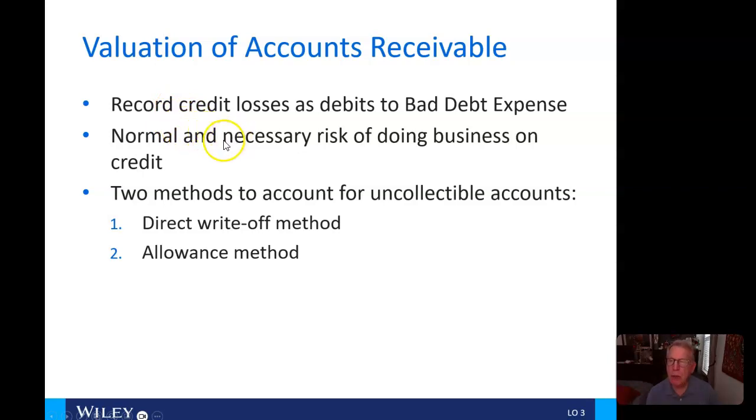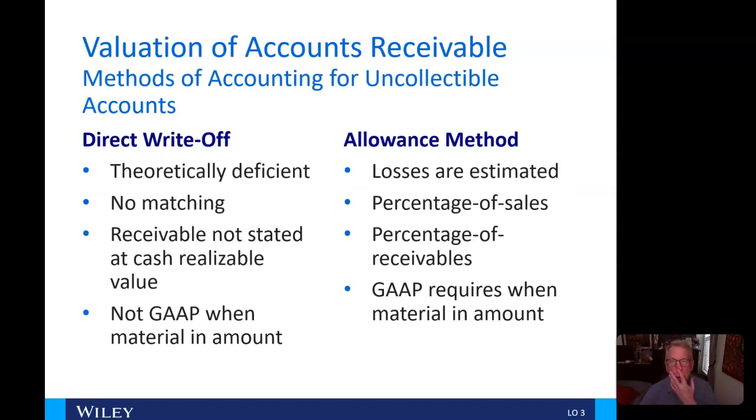When we value accounts receivable, we're going to record credit losses as debits to bad debts expense. It's a normal and necessary risk of doing business on credit. Eventually, you're going to have some customers that don't pay you. There are two methods to account for uncollectible accounts. One is the direct write-off method, and the other is the allowance method. As you'll remember, the direct write-off method is not permitted under GAAP. The allowance method is the one that is permitted under GAAP. So let's look at that.